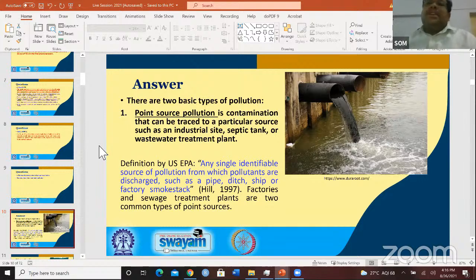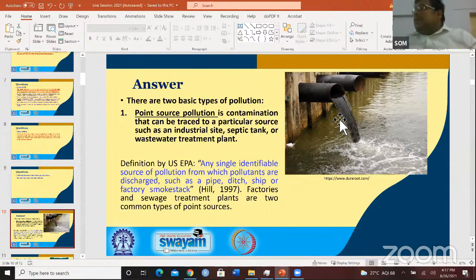The point source pollution is a contamination that can be traced to a particular source, such as an industrial site, septic tank, or wastewater treatment plant. So you can see here, these are the particular sources from which industrial water or wastewater discharge is released to a bigger water body, and these are known as the point sources of pollution, or in other words, point source pollution.